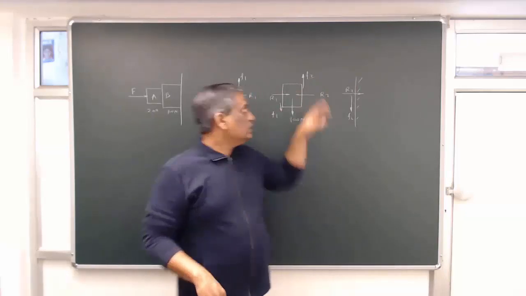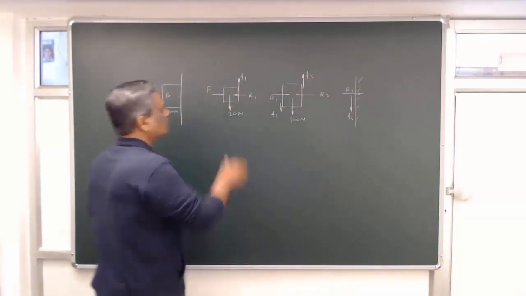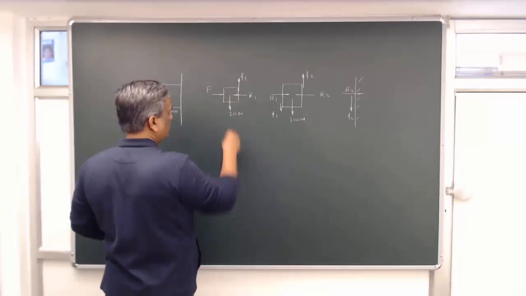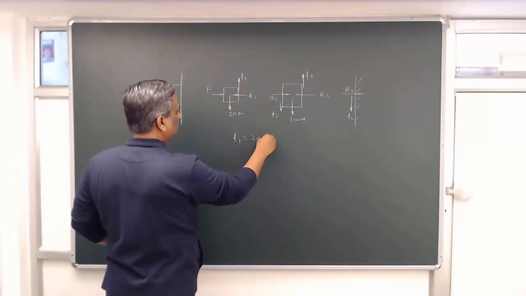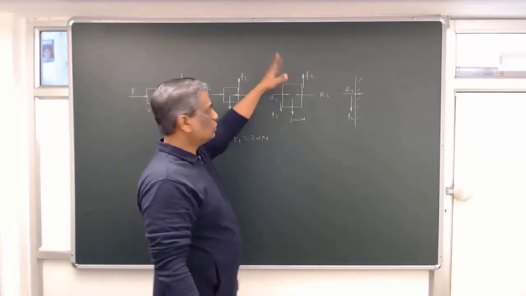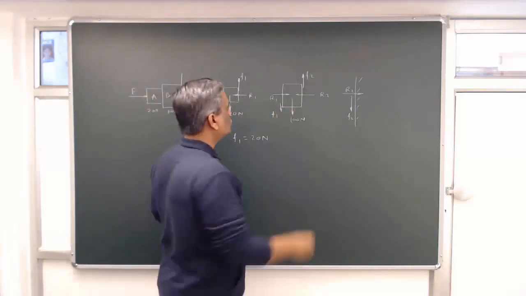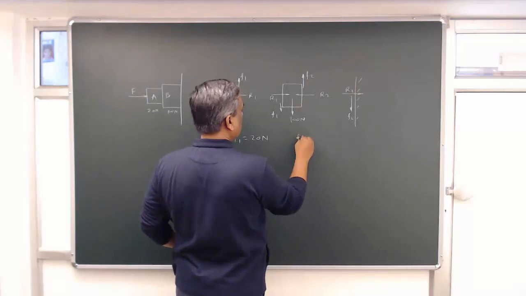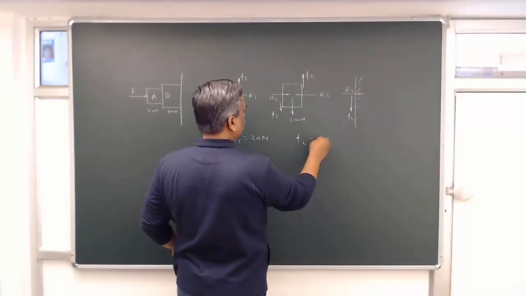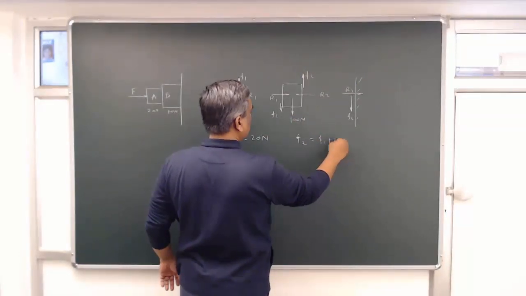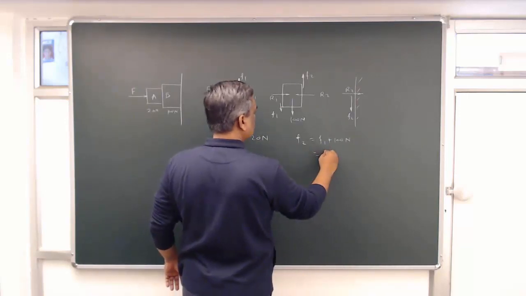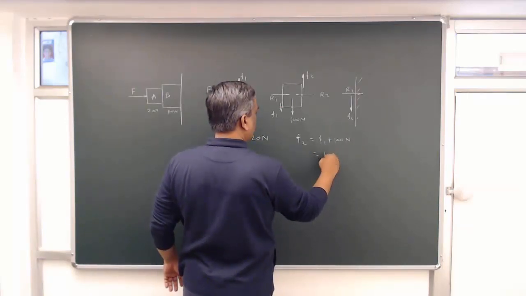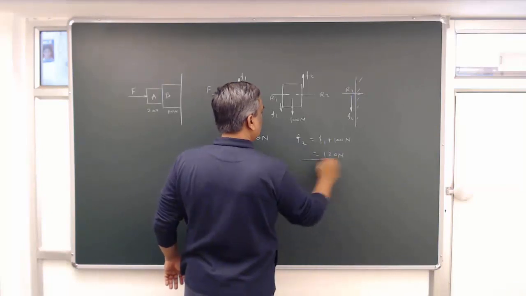Now that's very easy since F2 has to be found out. Since this block is vertically in equilibrium, F1 has to be equal to 20 Newton. This block is also in vertical equilibrium, so the upward force F2 should be equal to the downward force F1 plus 100 Newton. F1 is 20, so this is 20 plus 100, which is 120 Newton.